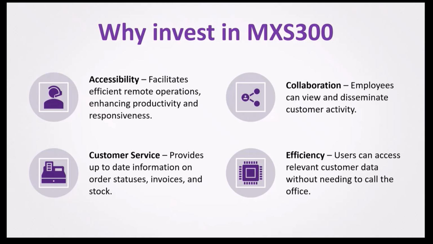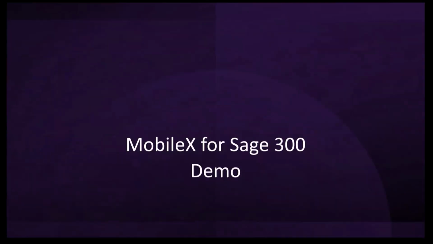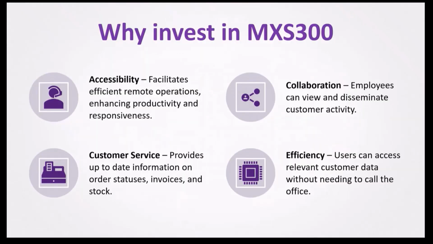Again, collaboration is a big part of it. You can view Sage 300 and disseminate customer activity without having to call back to the accounting staff and ask them for the latest updates. For customer service, when you're customer facing, in front of a customer and they're asking you for information, you can very quickly and easily bring it up on the mobile device, and Mark is going to demo that for us in a moment. Then there's greater efficiency: you've got relevant customer data literally in your hand.